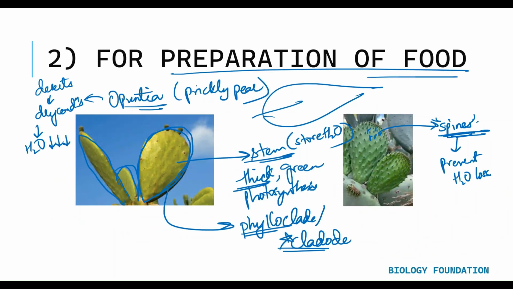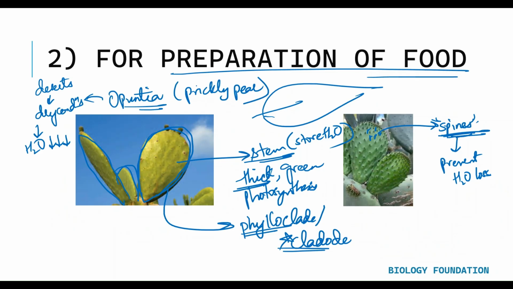Okay, and the second modification is that stems help in preparation of food. Till your fifth class, you might have studied that leaves are the organs in a plant that basically perform photosynthesis. But if you observe desert plants, the leaves are highly reduced. So the stem in these plants performs photosynthesis as it has chlorophyll pigment in it, and these stems are quite thick because of the storage of water in them and preparation of food in it.